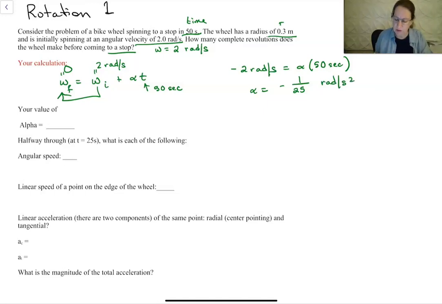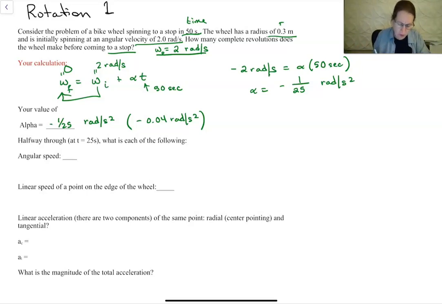And so that's our value of alpha, minus 1 over 25 radians per second squared, which you might have also found as minus 0.04 radians per second squared. And it's minus because it's opposite the direction of omega, and we just assumed that was positive. That's our omega initial, our omega naught. Halfway through, what is each of the following? The angular speed, the linear speed, all of those things.